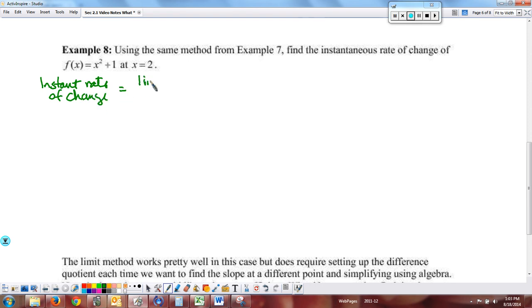We're going to make sure we do the limiting process, the limit as h goes to 0 of f of 2 plus h minus f of 2 all over h, because the 2 plus h minus 2 is always going to simplify to h. We're going to go straight to this part of our difference quotient.